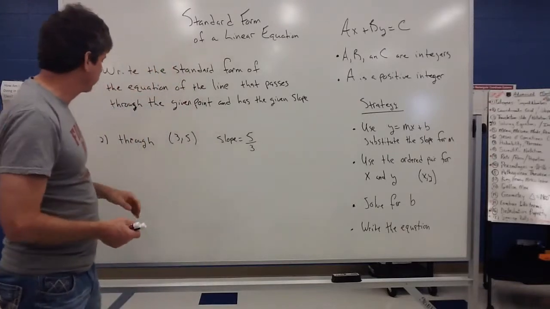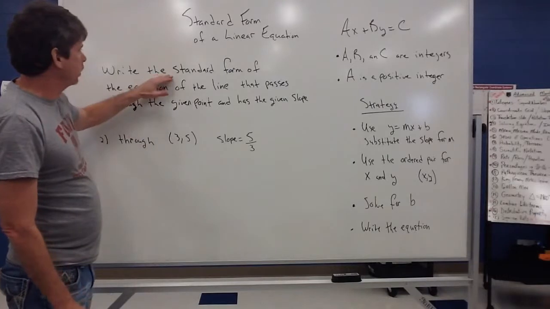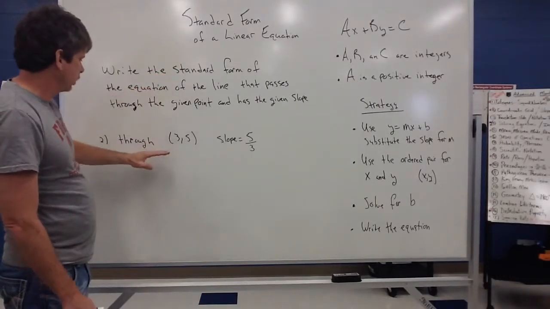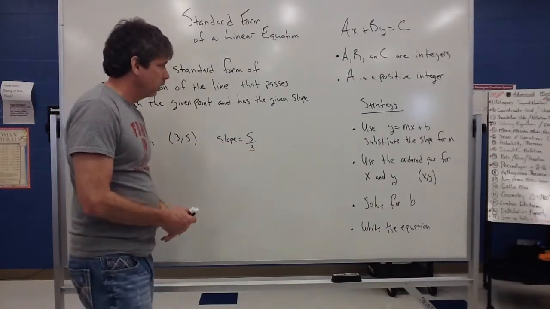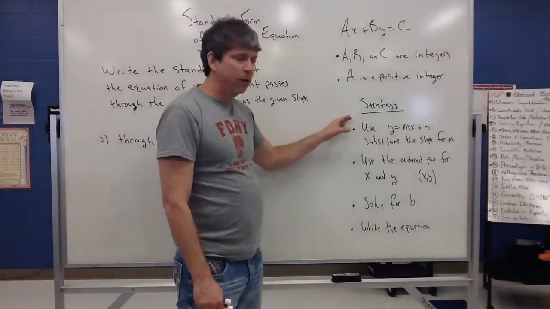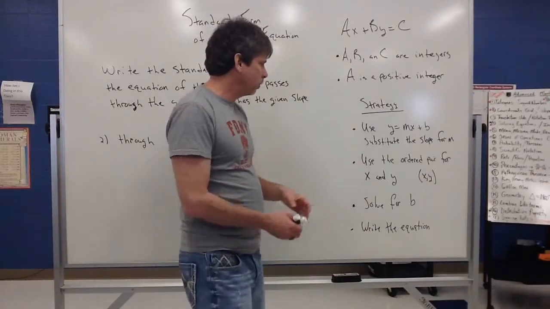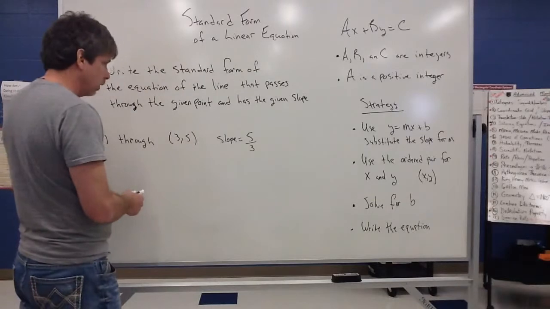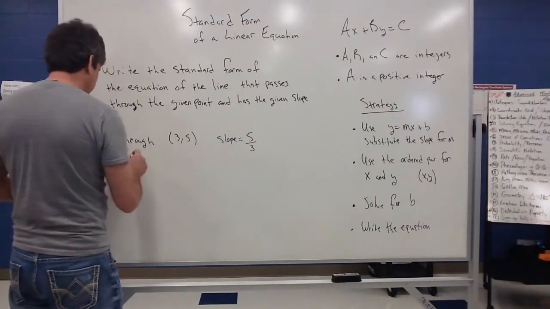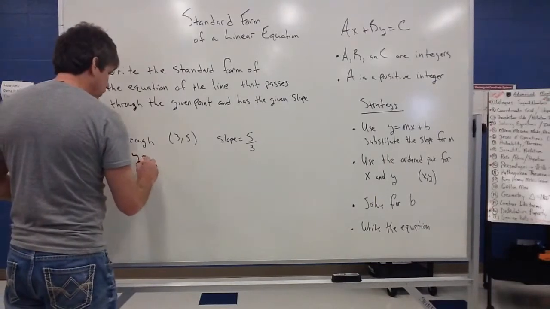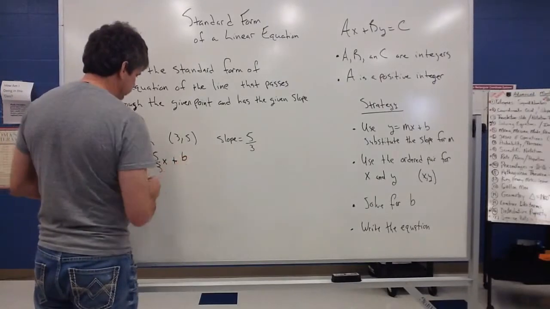So without any further ado, we want to write a linear equation in standard form of the line that passes through this point and has a slope of 5/3. Our strategy again is to write an equation in slope-intercept form first because that's usually the easiest way to go about it. So we want to use y equals mx plus b. Notice how we know the slope is 5/3. So what we have now is y is equal to 5/3 x plus b.